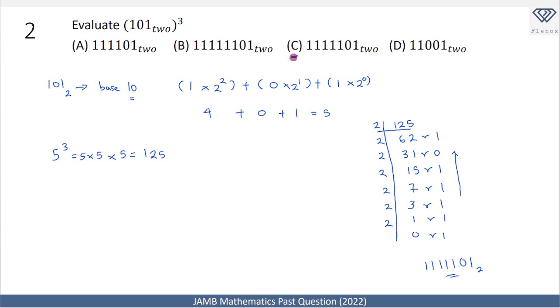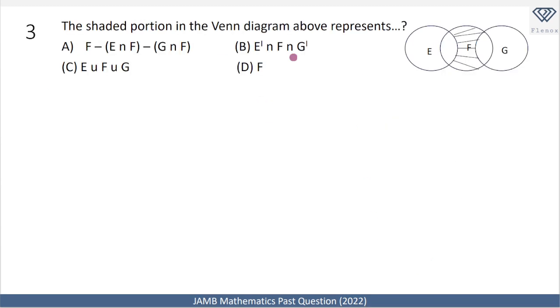If you want more clarification on how to address bases, you can watch our tutorial videos on bases, which have been uploaded to this channel. So now this is a question relating to Venn diagrams. We also have videos relating to Venn diagrams, so you can check that out if you want a broader understanding of that. But now the question asks us to find the shaded portion in the Venn diagram above.